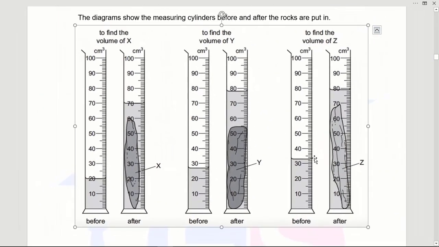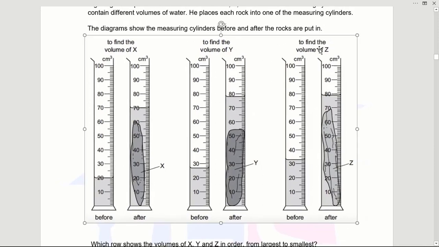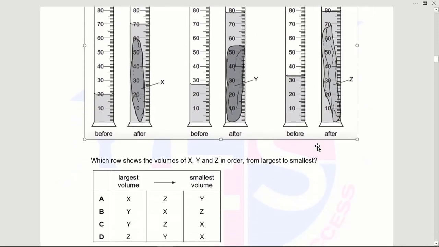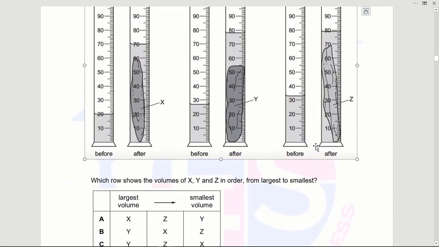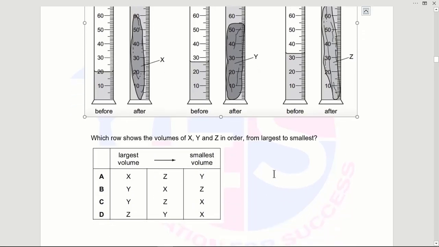In the third one, it is on 33, and here it is 79. You have to subtract these two and find the volume of X, then subtract these two and find the volume of Y, then subtract these two and find the volume of Z. When you find all these volumes, you will know which is more in volume and which is less in volume. Then you can easily arrange them. I'm leaving this for you, you can solve it easily. If any problem, just write in the comment.